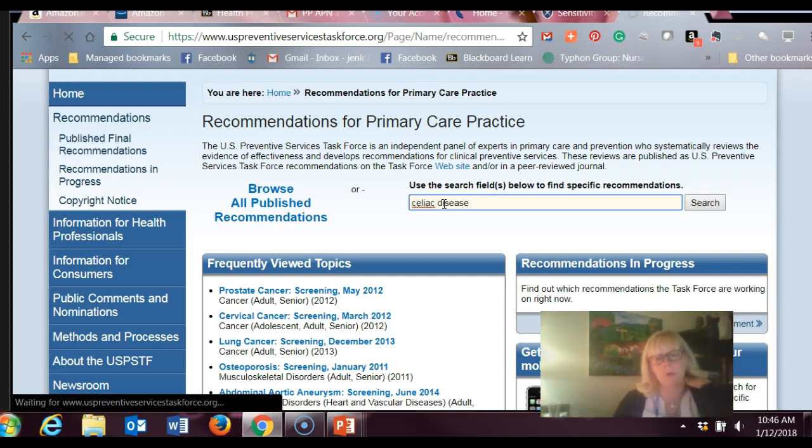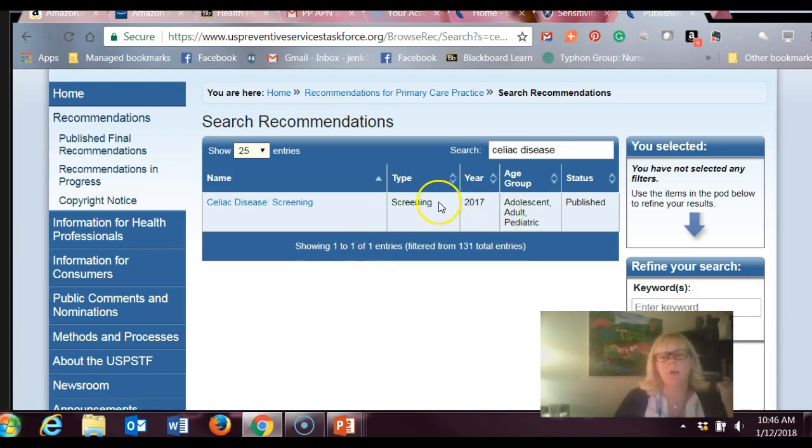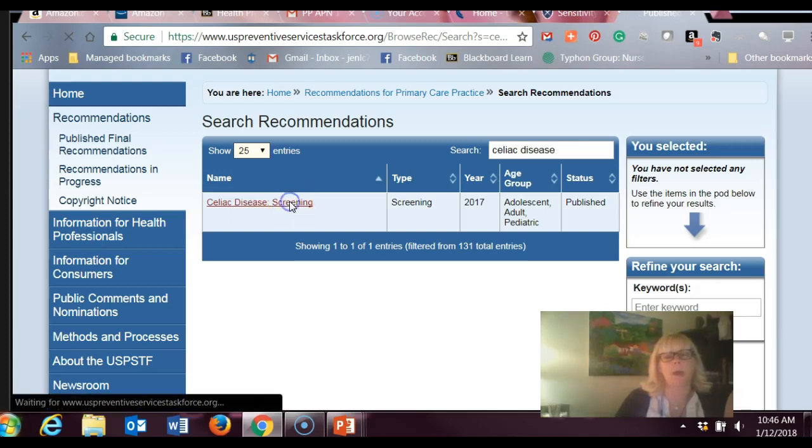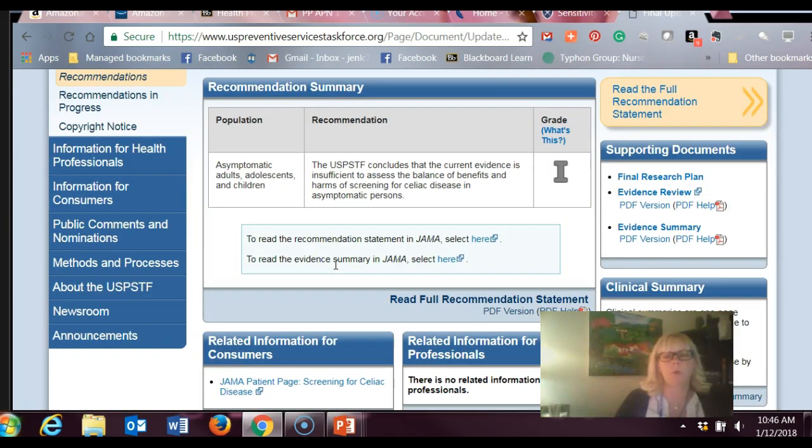Let's see what comes up here. All right, so we know that this is screening, and this came out in 2017. Adolescent, adult, and pediatric, and it's published, meaning that these are the current recommended guidelines. All right, so this is the summary. It's insufficient, so we really don't know if we should be screening people or not. The current evidence is insufficient.